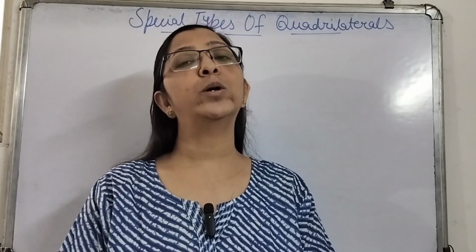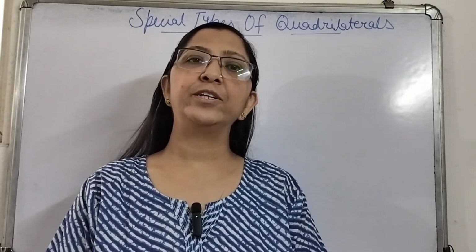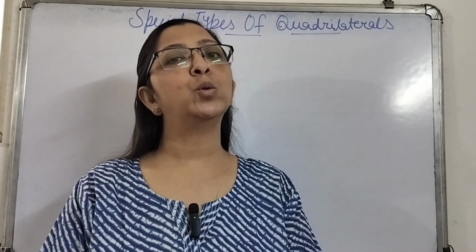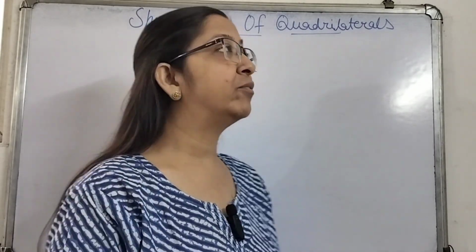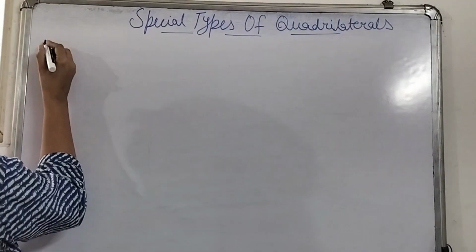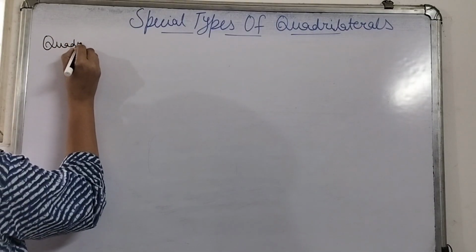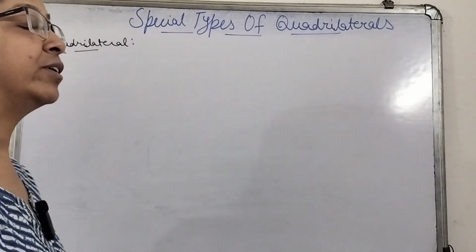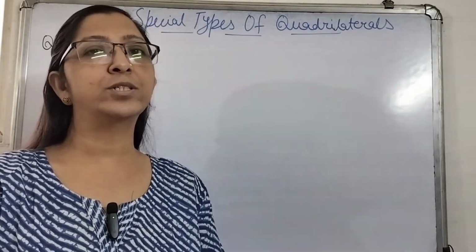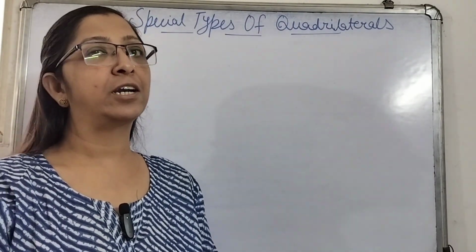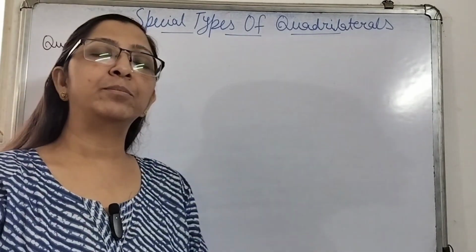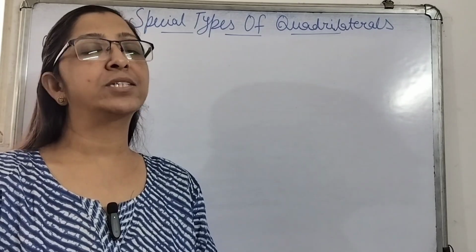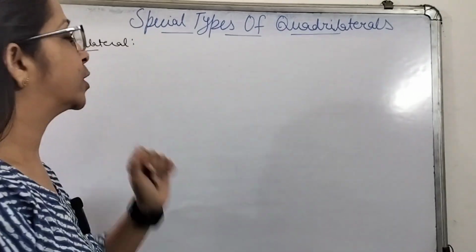So first of all, what is a quadrilateral? In our previous videos, we have seen what a polygon is. A polygon is a closed figure which is only made up of line segments. And when the polygon has four sides, such polygons are known as quadrilaterals. That means quadrilaterals are polygons with four sides. Any polygon which has four sides is known as a quadrilateral.